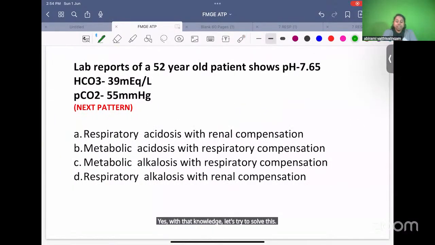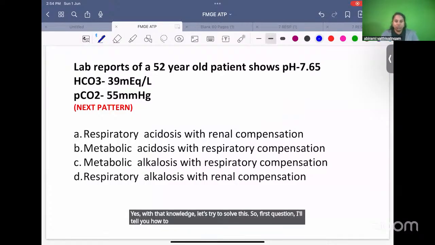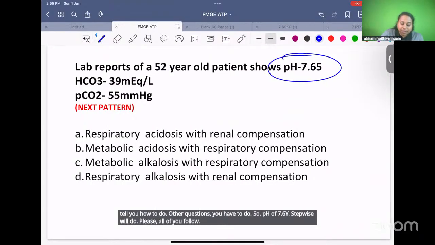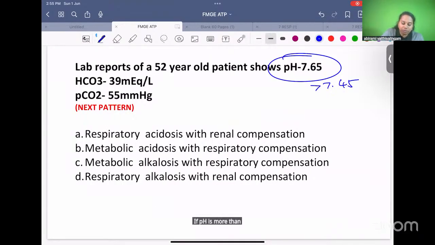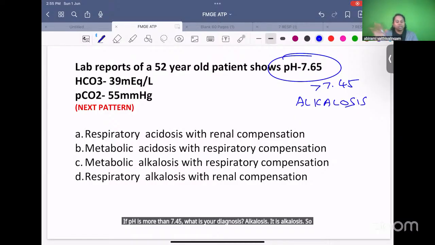So first question, I'll tell you how to do. Other questions you have to do. So pH of 7.65. Stepwise we'll do. Please all of you follow. If pH is more than 7.45, what is your diagnosis? Alkalosis. It is alkalosis. So your diagnosis is alkalosis.